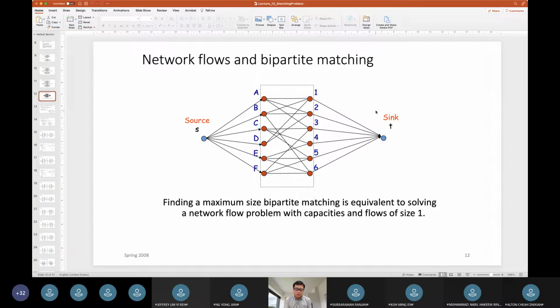So this week we will continue with the matching problem. Last lecture, this Tuesday, we already learned about bipartite matching and network flows. Now we continue with that.